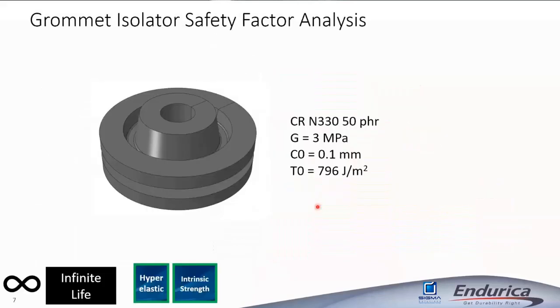All right, so here's my grommet example. In this case, this is made of a chloroprene filled with 50 parts per 100 of rubber of N330 black. It has a shear modulus of 3 megapascals. It has a crack precursor size of 0.1 millimeters, and it has a fatigue threshold of 800 joules per meter squared.